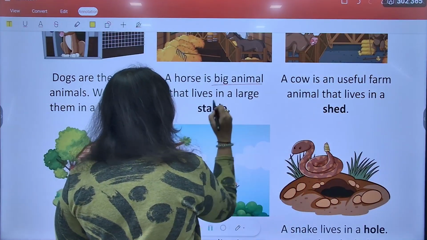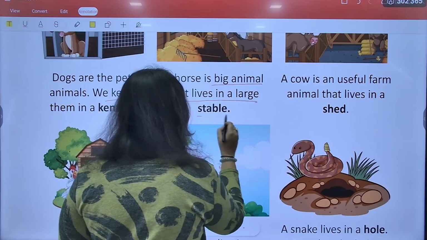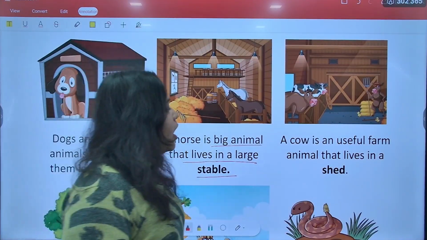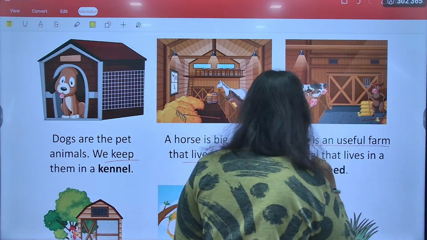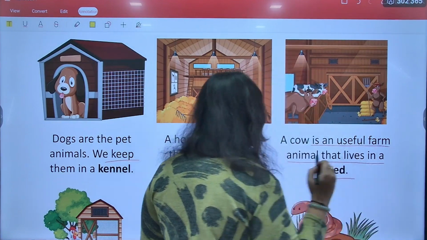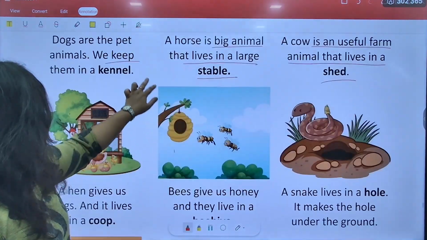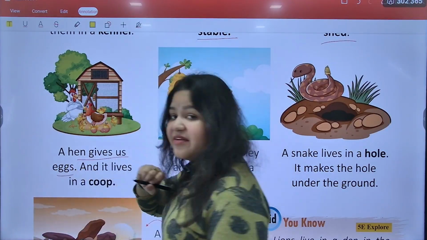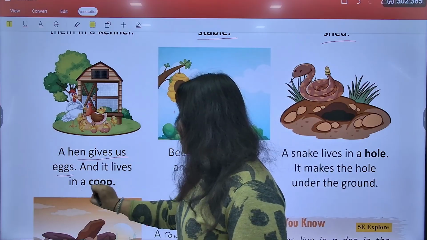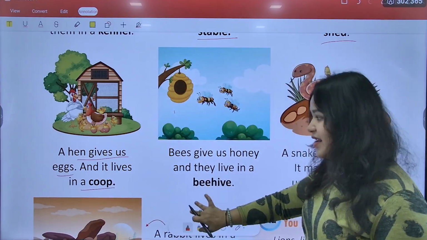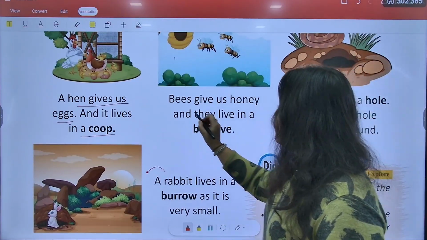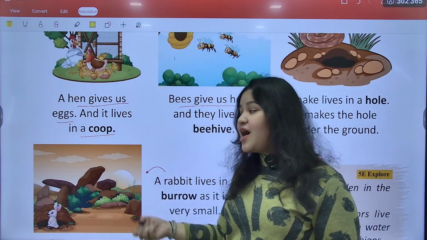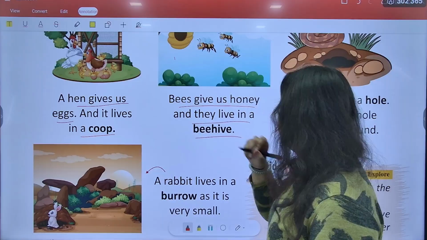Horses are big animals that live in large stables. Where horses live, the place is called a stable. A cow is a useful farm animal that lives in a shed. A hen gives us eggs and lives in a coop. Bees give us honey, and they live in a beehive.